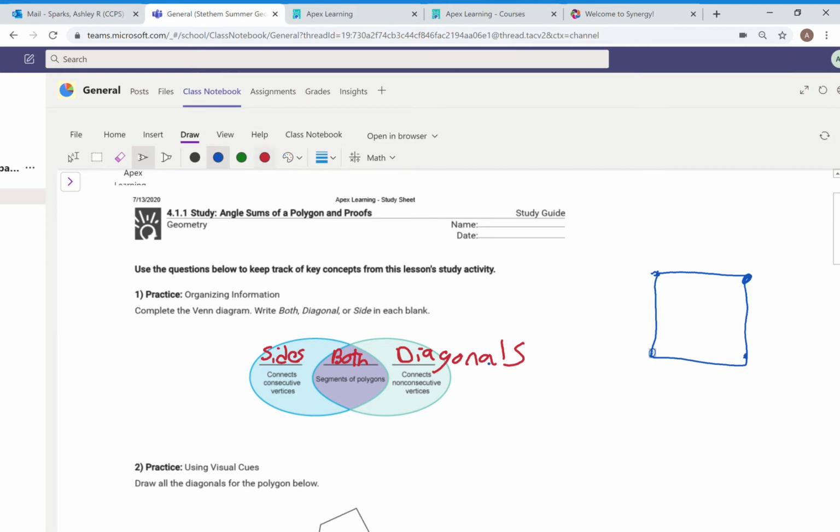The diagonals are going to connect the non-consecutive ones. So if I go from here to here, that would be a diagonal. Here to here, another diagonal. And both of these are segments, like they're actual lines, we can measure them, so forth.